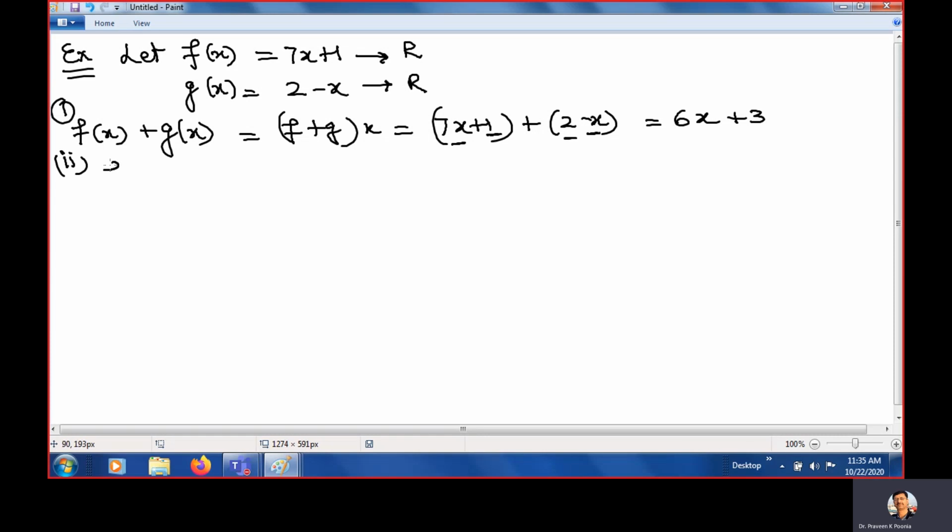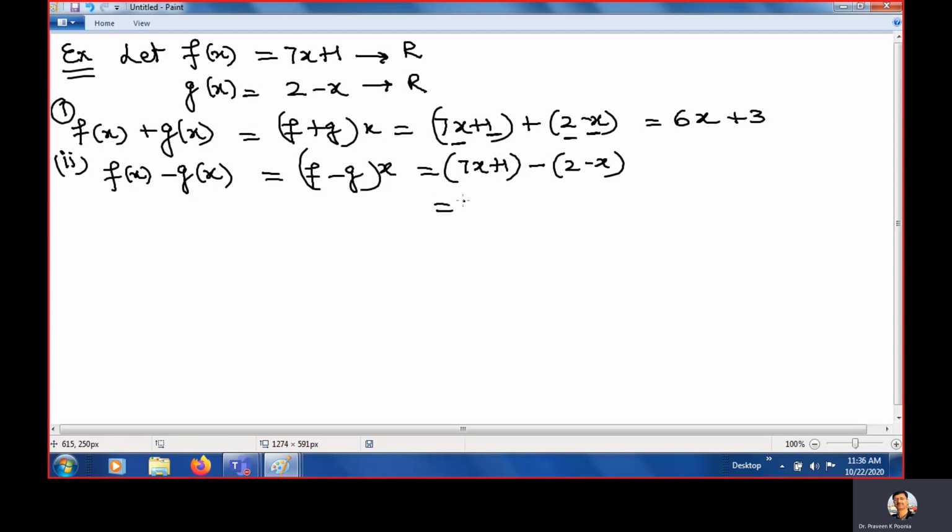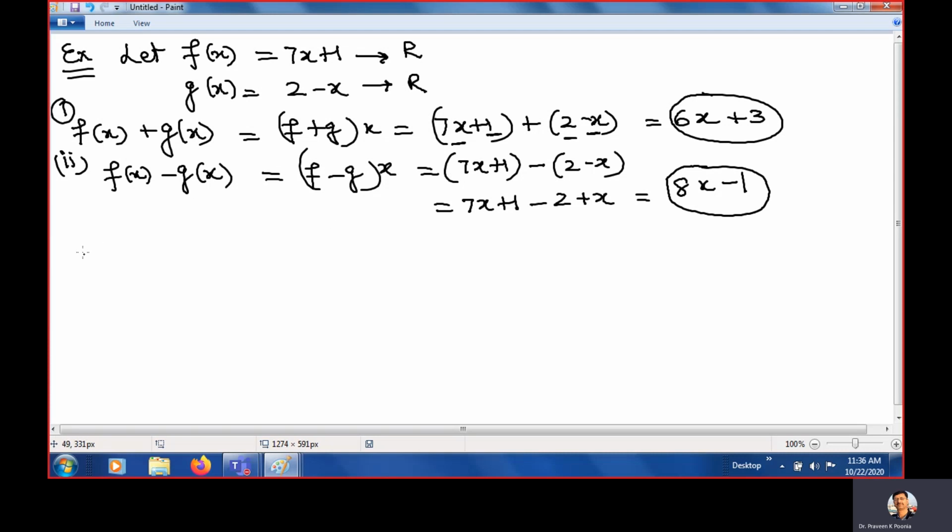If you want to find f(x) minus g(x), it will be (f minus g)(x), and here the same 7x plus 1, only this will become negative. If this is negative, what is the result? 7x plus 1 minus, now the signs inside will change. Positive will become negative, negative will become positive. What is the answer? 7x minus x is 6x, and 1 minus 2 is minus 1. So this is the value of f(x) minus g(x).